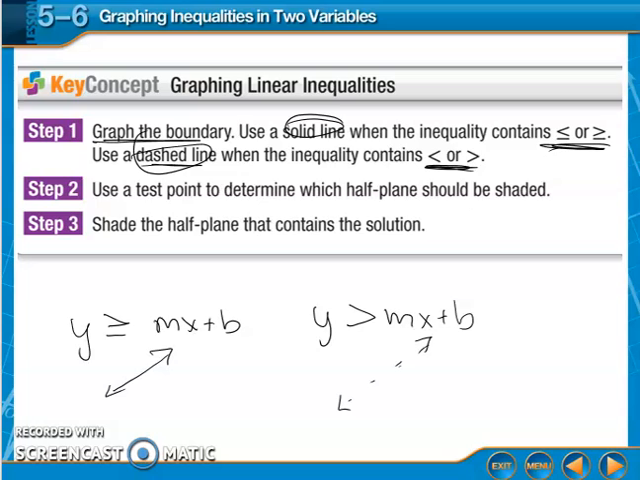Step number 2, use a test point to determine which half plane should be shaded. So the solution to these inequalities are all the points that are above or below these lines.